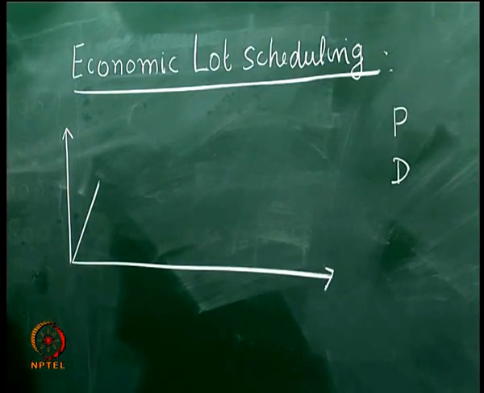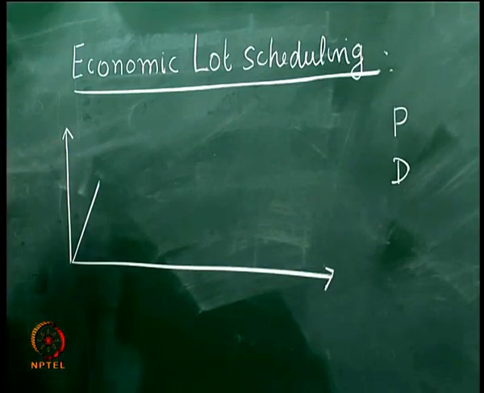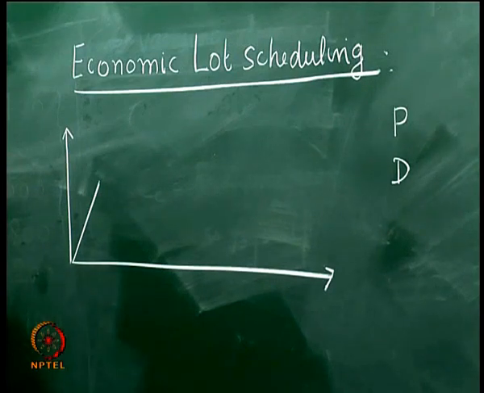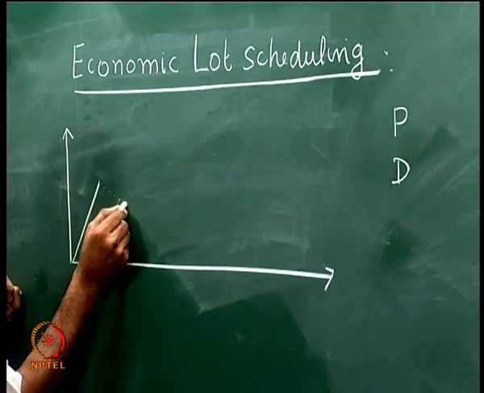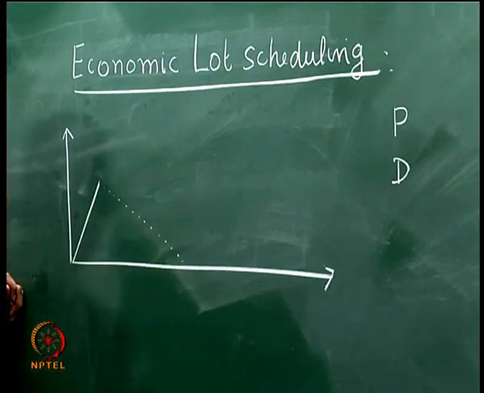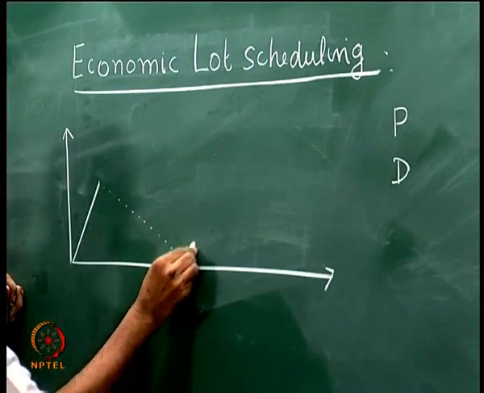consume while you produce, so inventory is built up at the rate of P minus D, and then with the built up inventory you consume it for a certain number of periods and the cycle begins again. So let us say that if we are going to do this, we consume here and the cycle begins again.